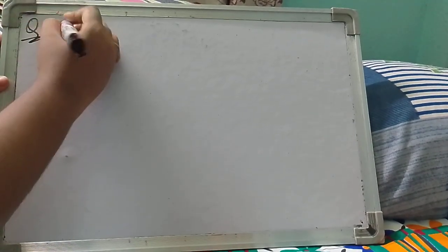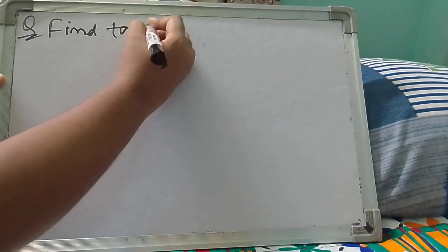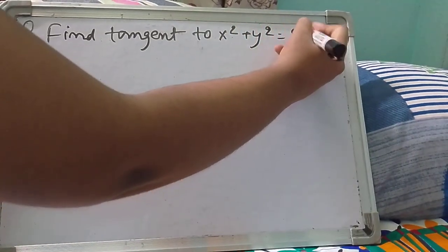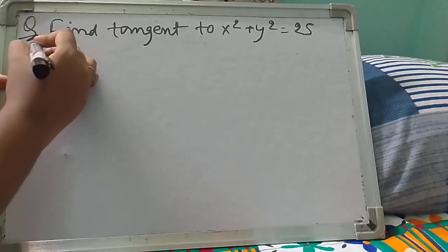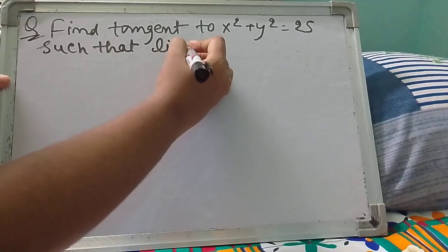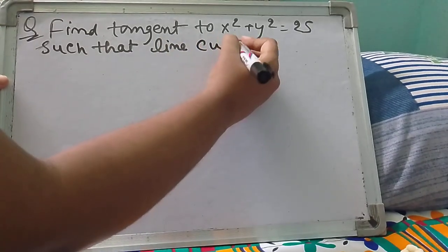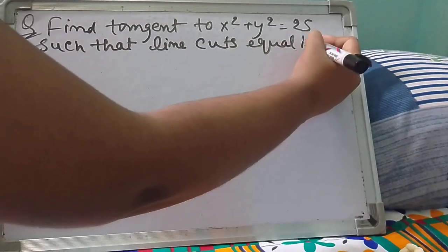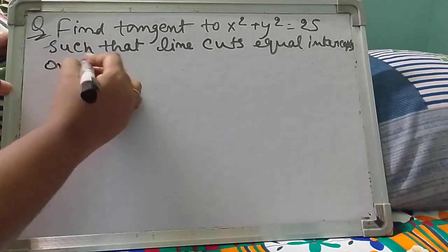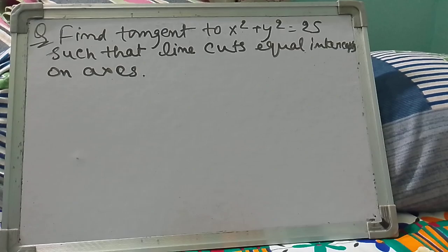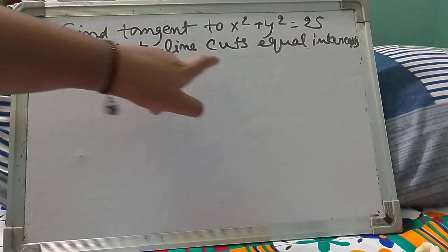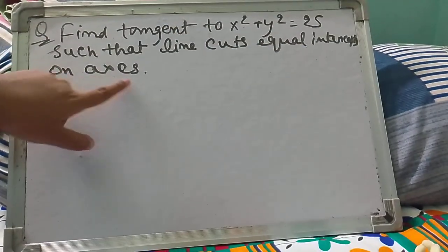Now it is said, find tangent to x square plus y square equals to 25 such that the line cuts equal intercepts on the axes. It is said that we have to find the tangent to this circle such that this tangent line will cut equal intercept on both the axes.